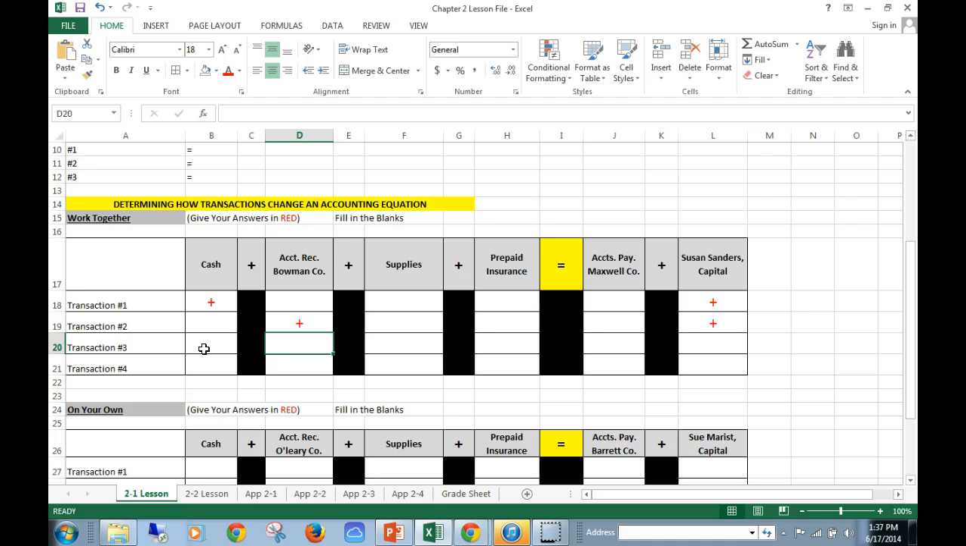Transaction 3, paid cash for telephone bill. Automatically, minus cash because we paid cash. Since it's an expense, we're also going to take it out of our capital. Make sure we hit enter. Fourth transaction, received cash. Automatically, you can put a plus sign there. Received cash from Bowman Company. So we're going to minus it out of Bowman Company. So both sides of the accounting equation, assets equal liabilities plus owner's equity, are still going to equal out.